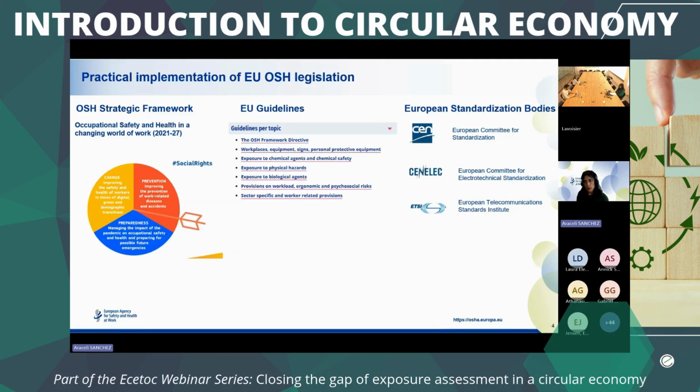The standardization bodies are quite important because, as you may know, the use of standards demonstrates conformity to the safety objectives of many directives. Specifically in CEN, there is an advisory group on occupational health and safety, and they discuss what sort of standards are required to facilitate the implementation of the legislation.